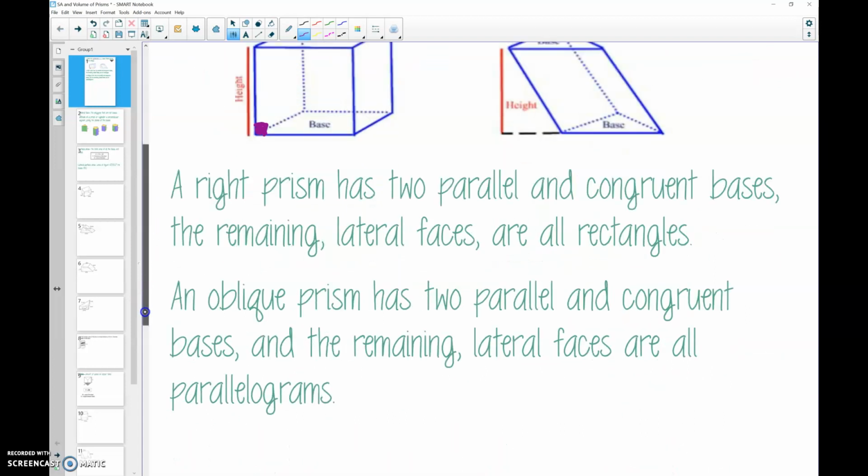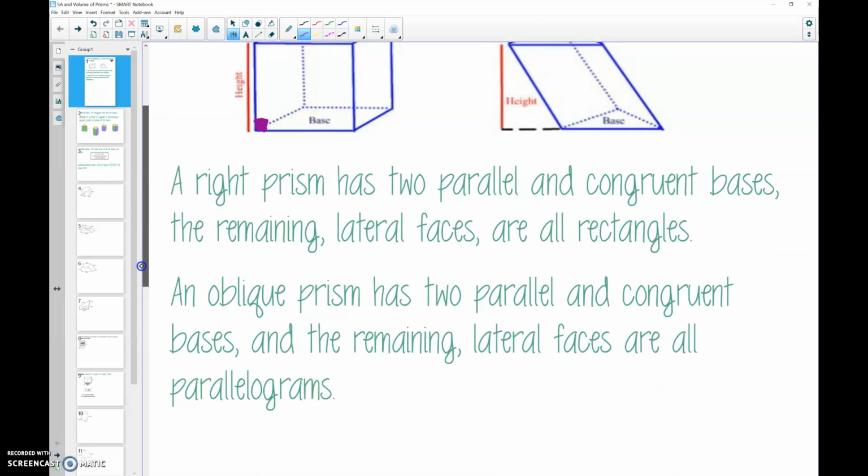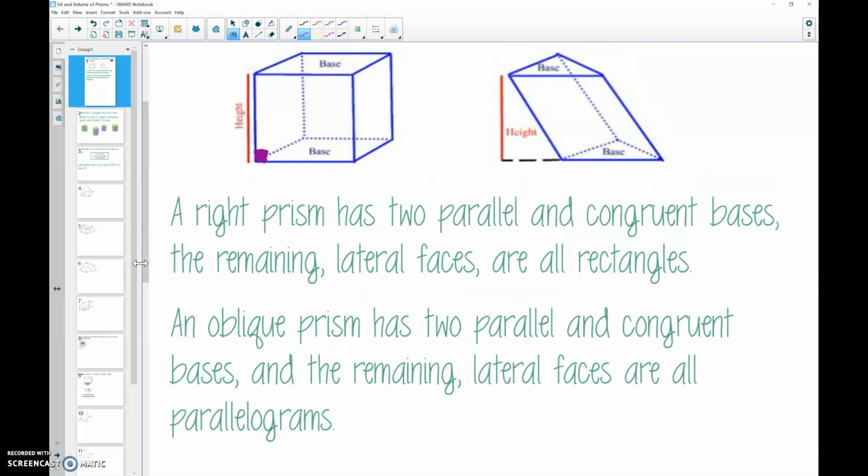Now a right prism has two parallel and congruent bases, and the remaining lateral faces are all rectangles. So in this figure on the left, I've got my bases that are across from each other. They're parallel, they're congruent, and all the other faces, these lateral faces that go up and down around the side, those are all going to be rectangles. Whereas in an oblique prism, the sides going around are all parallelograms.